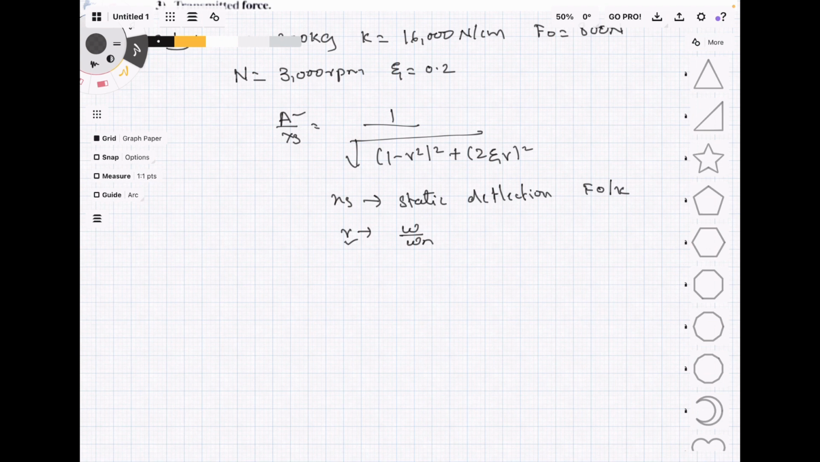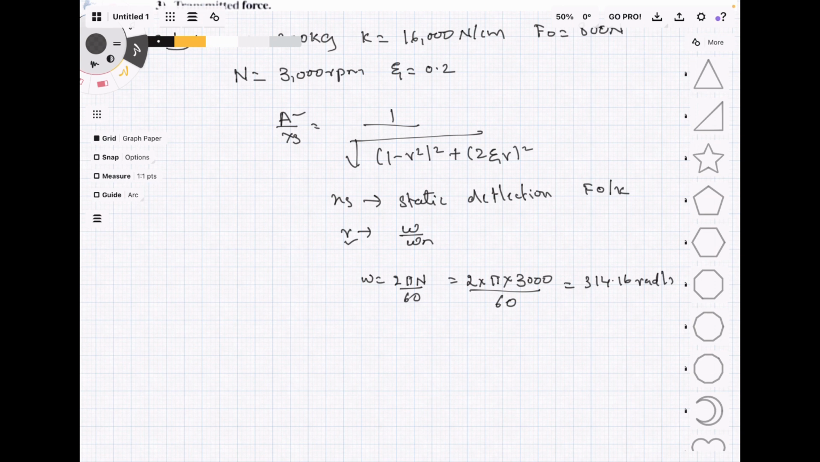So in order to get the value of r, we need to have omega and omega n. Omega can be easily found out, that is 2 pi n by 60, which is 2 into pi into 3000 divided by 60. If you do the calculation here, you'll be getting around 314.16 radians per second. We got the omega value.